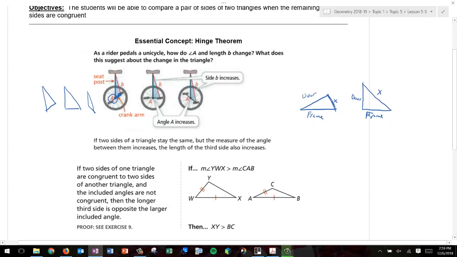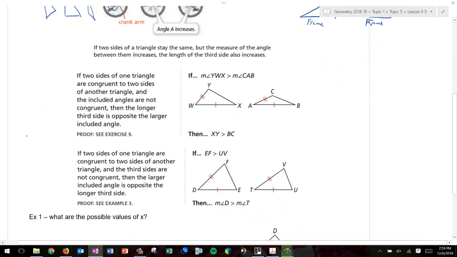And so that creates this idea of the hinge theorem. So this tells me if angle YWX is greater than angle CAB, in other words, this angle is larger than this angle, then the side opposite that is going to be larger than the side opposite that, or that XY is going to be longer than CB.